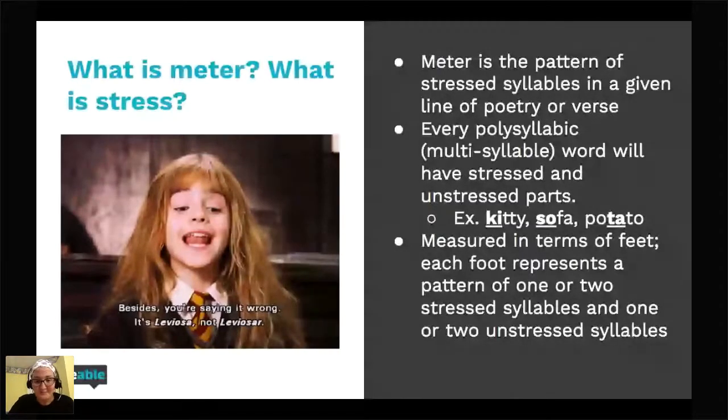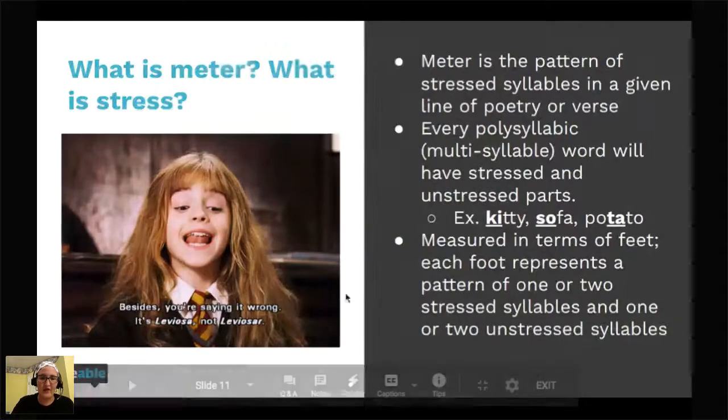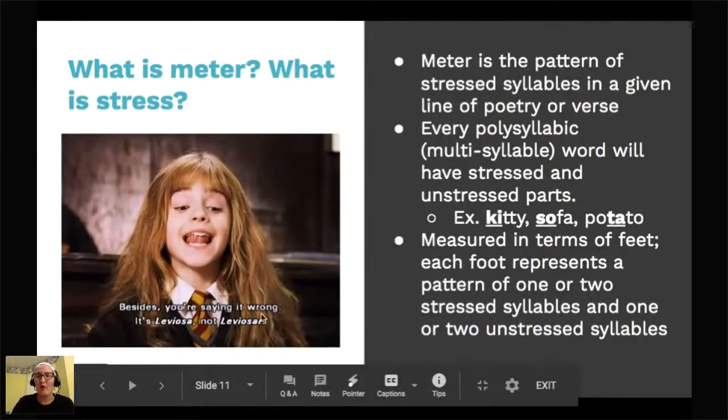Each foot is just going to represent a pattern. So that's all it's referring to. Meter is a pattern of stressed and unstressed syllables. And again, I'll tell you why this is important because you're like, okay, why do I need to know this? And lovely Hermione, of course, depending on where you say it, if you say it wrong, you won't get the spell right. It's Leviosa, not Leviosa.